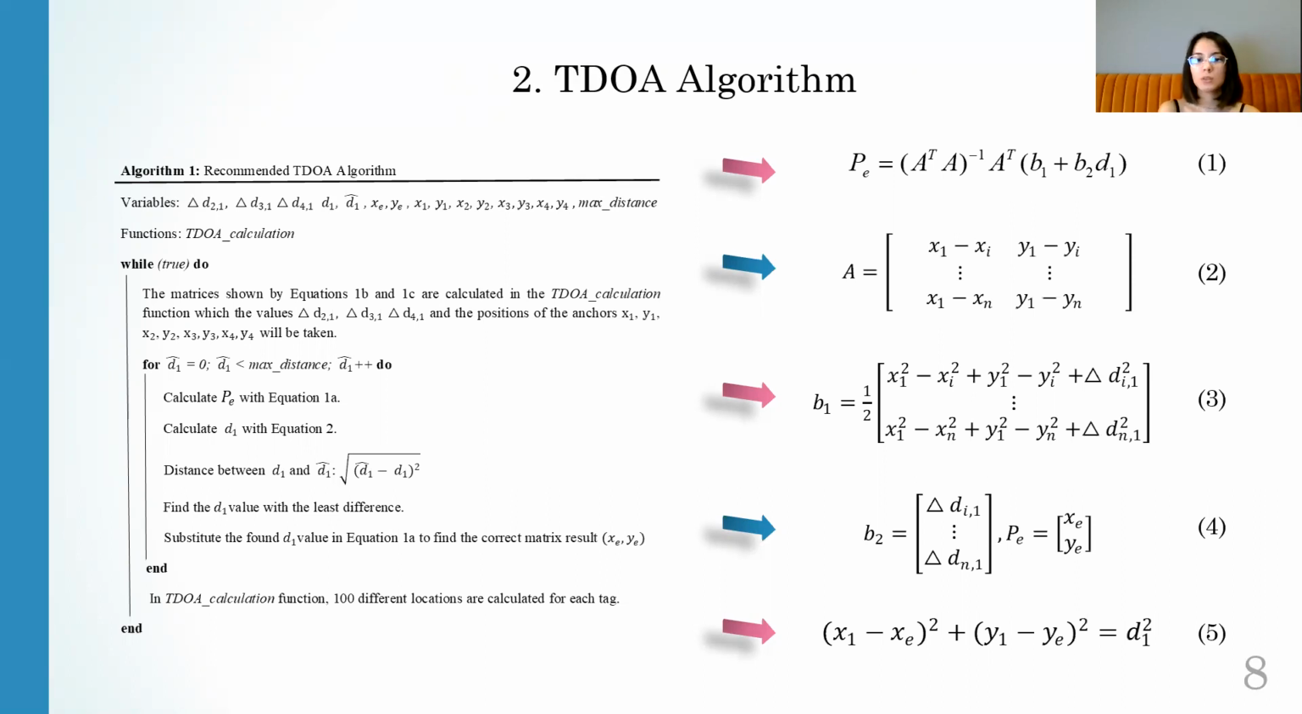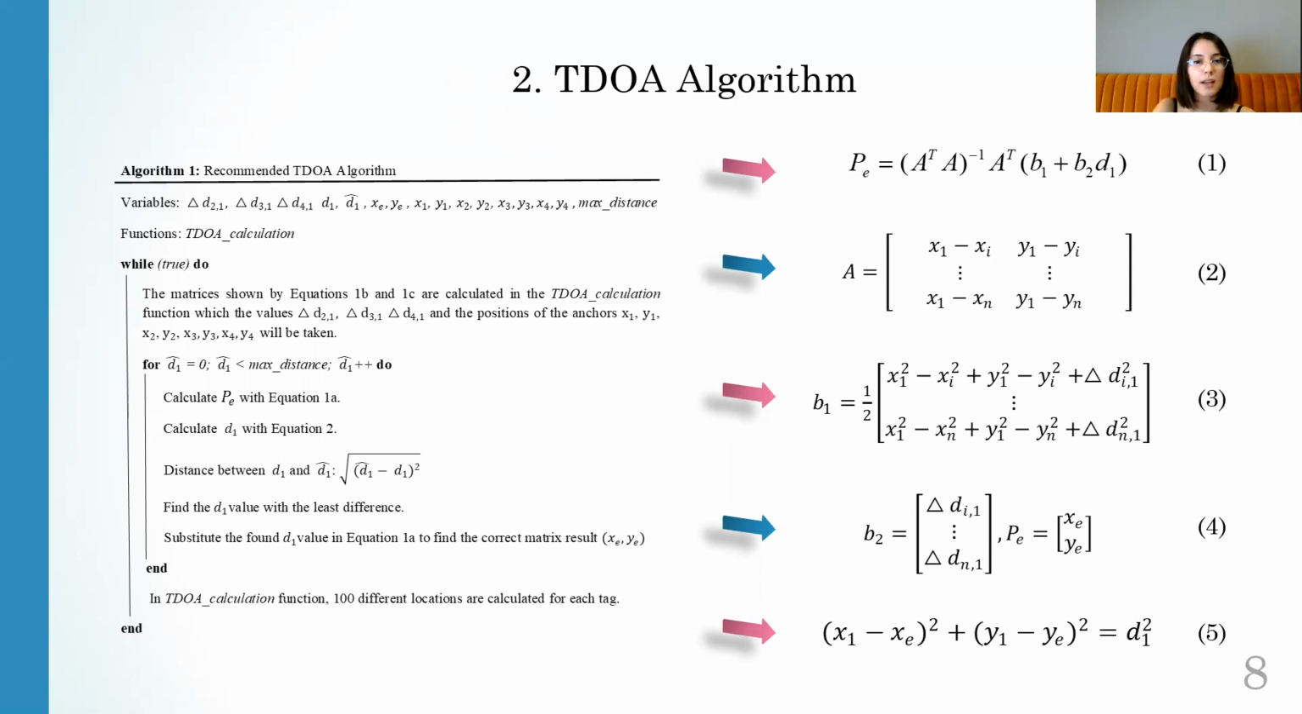Firstly, equation 2 and 3 are calculated in a TDOA calculation function. This function takes the coordinates of the tag and anchors, and also it takes delta D values, which are the arrival time of message from the tag to the reference anchor and other anchors. In order to obtain the value of D1, the following operations are performed.